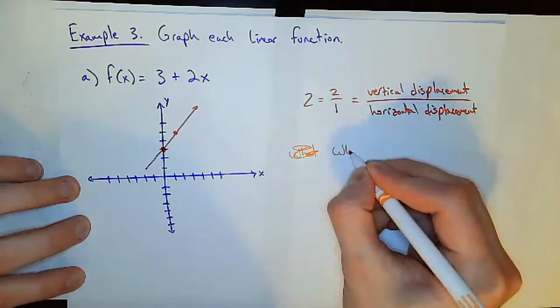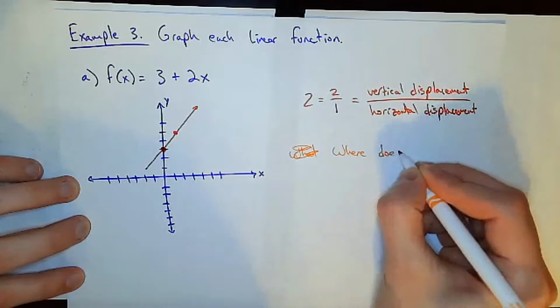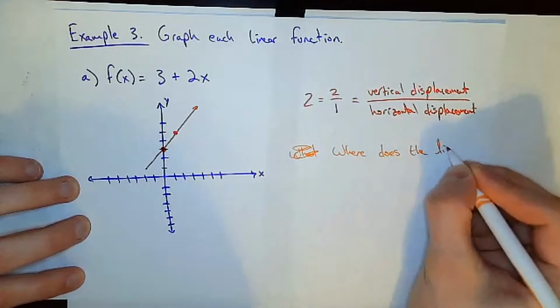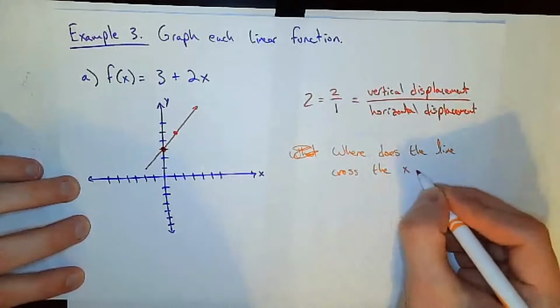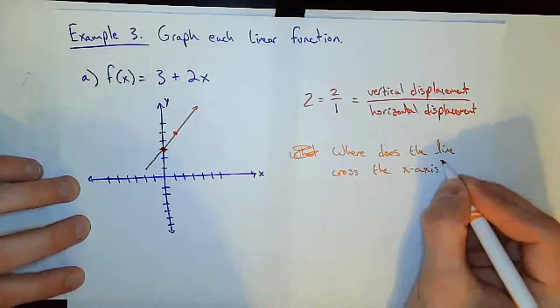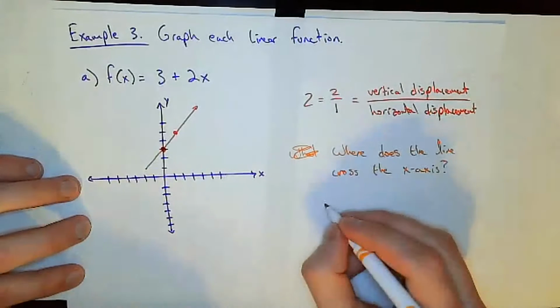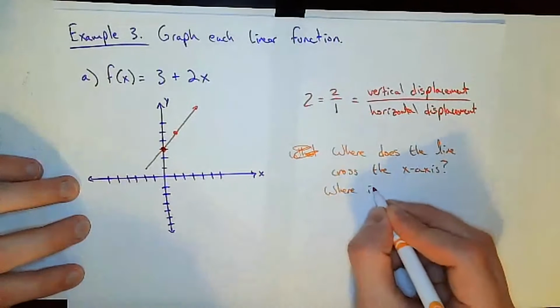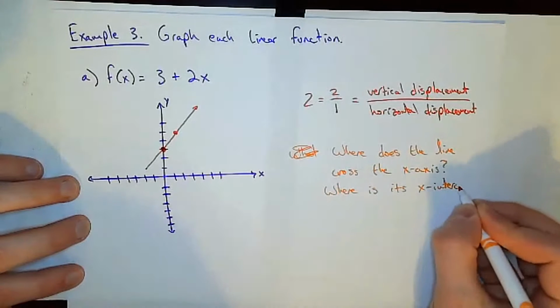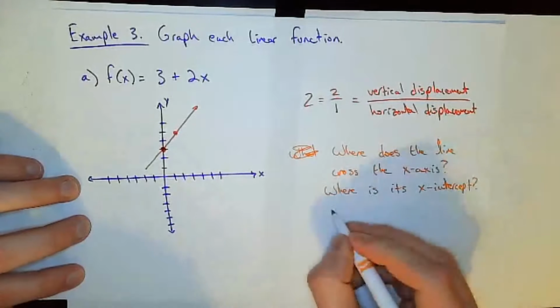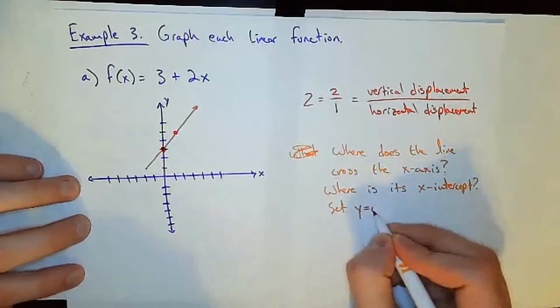Let me say it this way. Where does the line cross the x-axis? That's a question of where. That is the same as asking where its x-intercept is. How do you find an x-intercept? Set y equal to 0 and solve.